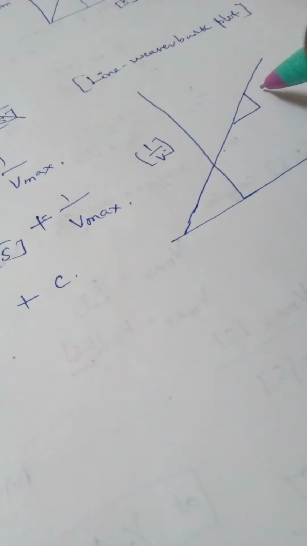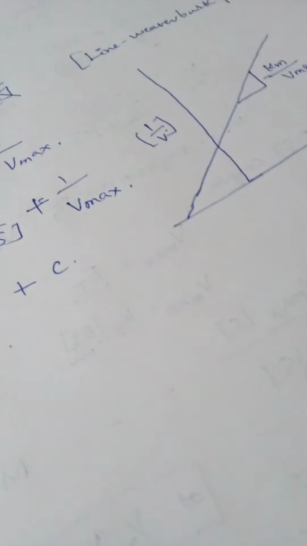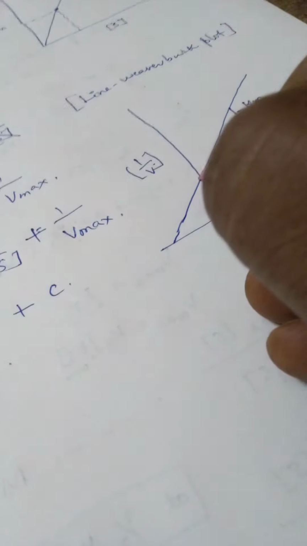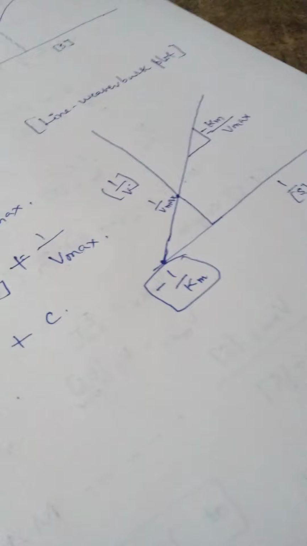Now here the slope of this line is nothing but Km by Vmax, a negative slope. Then what is the intercept value? The intercept value is 1 by Vmax. Then what is here? This is nothing but minus 1 by Km. So right away we get the 1 by Km value. So this is about the Michaelis-Menten equation and double reciprocating, or the Lineweaver-Burk plot.